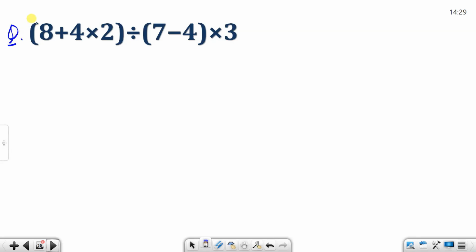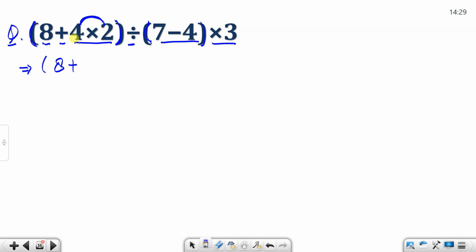The question is (8 + 4 × 2) ÷ 4 (7 − 4) × 3, according to PEMDAS. First, we'll solve the brackets. So even inside the brackets, we'll do the multiplication first, right?